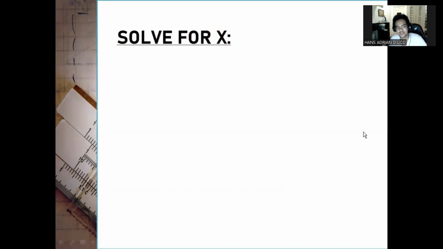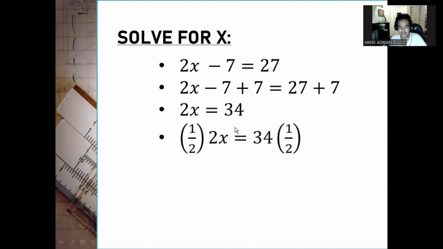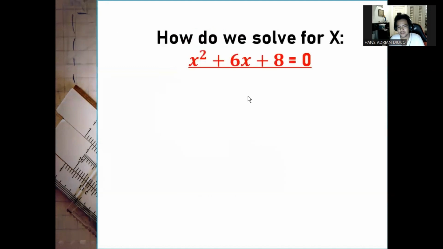Okay. Now, let's recap how we solve for x here. Back in your linear equation days, what you need to do is add to each side the constant on the left side, and you get 34, and divide everything by 2, or multiply by 1/2, you get x equals 17, right? Hope you still remember how to do that. It's very important. So how do we solve for the x in x squared plus 6x plus 8 equals 0?